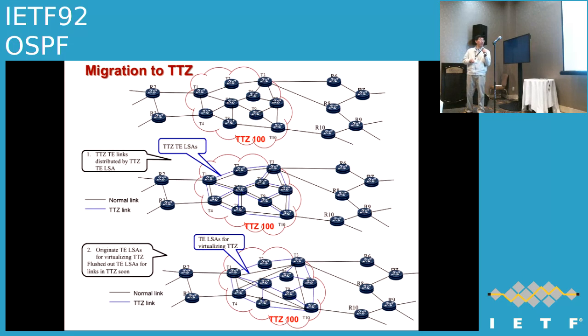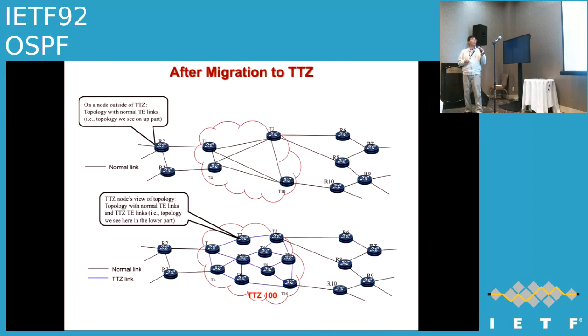So edge node will originate the TLSAs to virtualize those kind of edge-to-edge TE links. And then we can flush out those TLSAs for the links inside the TDZ right away. So next page.